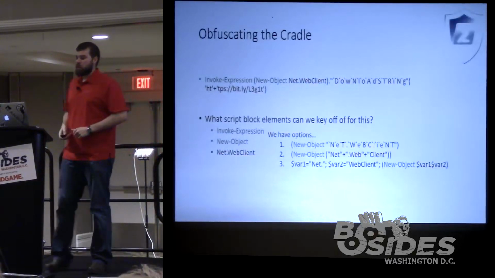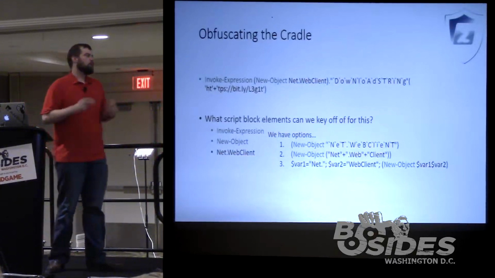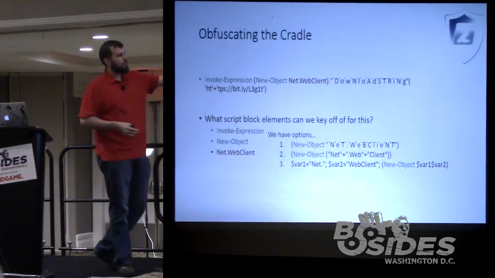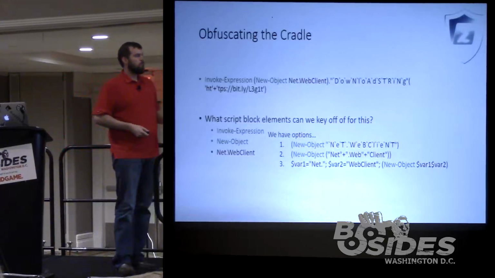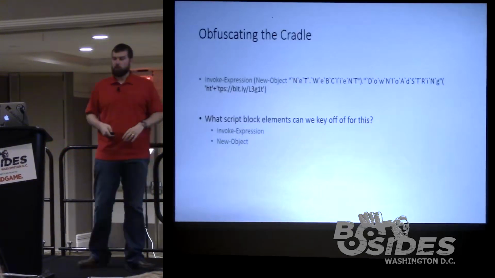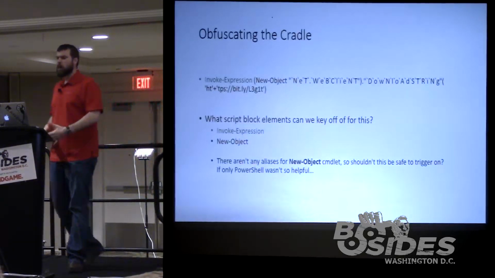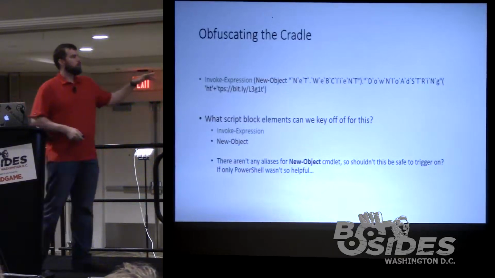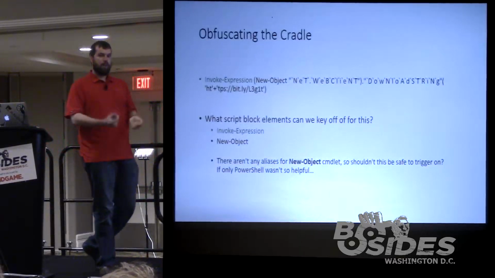All right, net.web client. For this, we can put double quotes and ticks. We can put parentheses and, again, treat it like a string, concatenate it, reorder it, chunk it up into small pieces, whatever we want. So we'll just go with the first option and say, let's just go ahead and get rid of net.web client from a defensive perspective and keep going. Now, new object. So the two pieces we're left with are invoke expression and new object. And these are both commandlets.